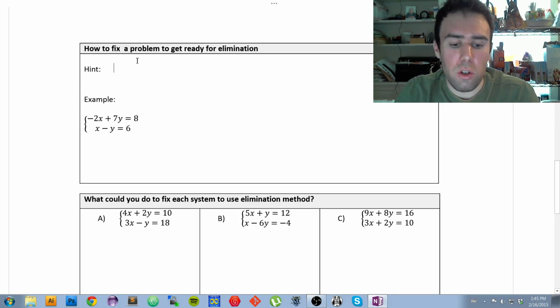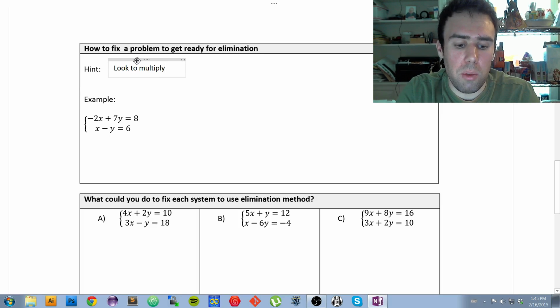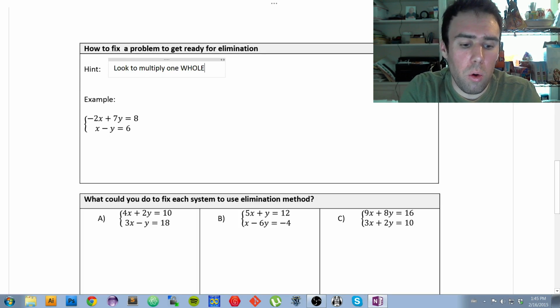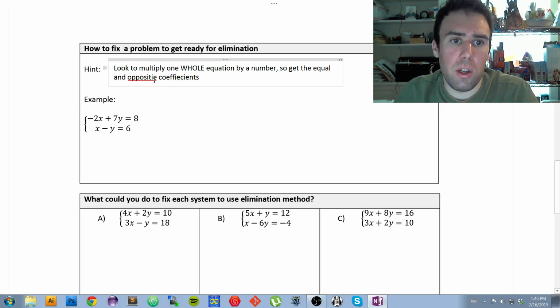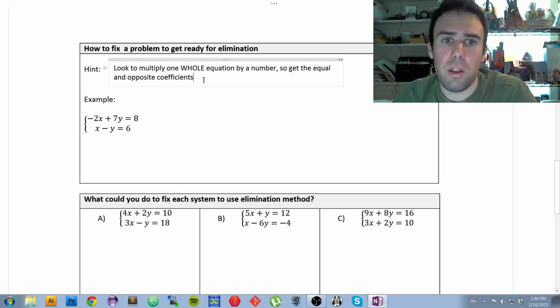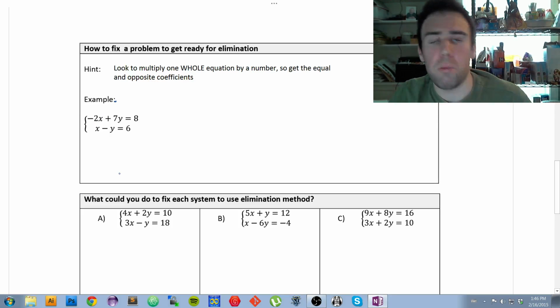So what you're going to do is look to multiply one whole equation by a number to get the equal and opposite coefficients. And spelling coefficients is always a guessing game, yeah, there we go. I typed too many things in there. There's I's and E's and C's all over the place, so it's really just kind of a guessing game sometimes.